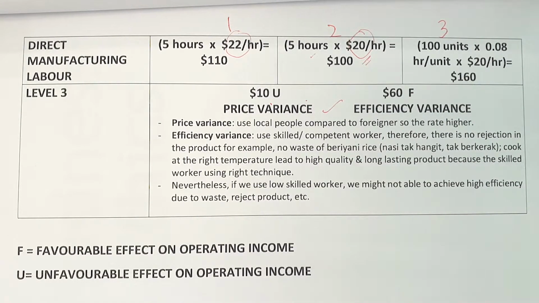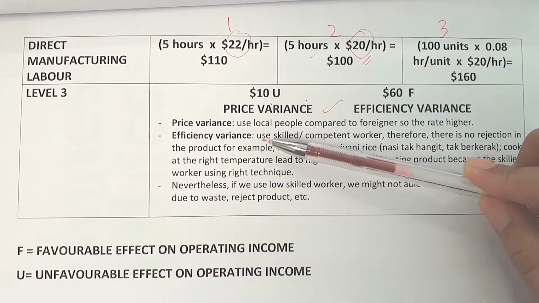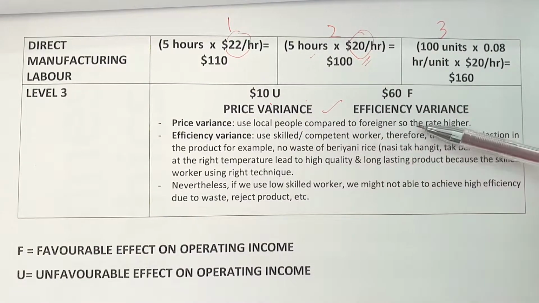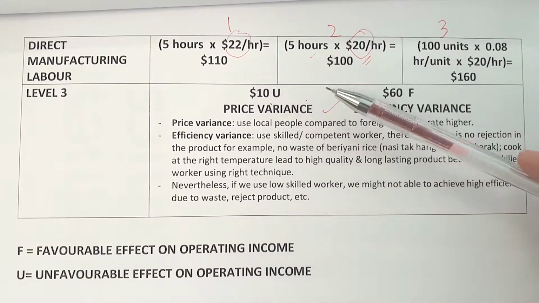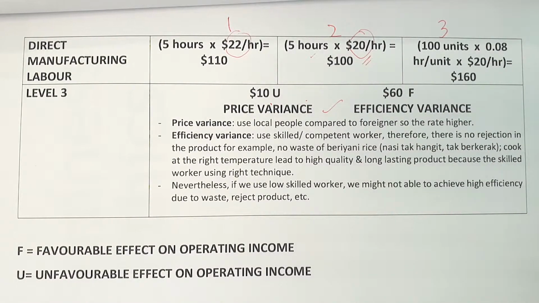It is unfavorable. It is possible that this happened because we use local people compared to foreigners, so the rate is higher. For example, if we employ Malaysians to work with us, normally the rate is higher compared to when we use foreign workers, who will normally accept a lower rate of wages. So this might be the reason.